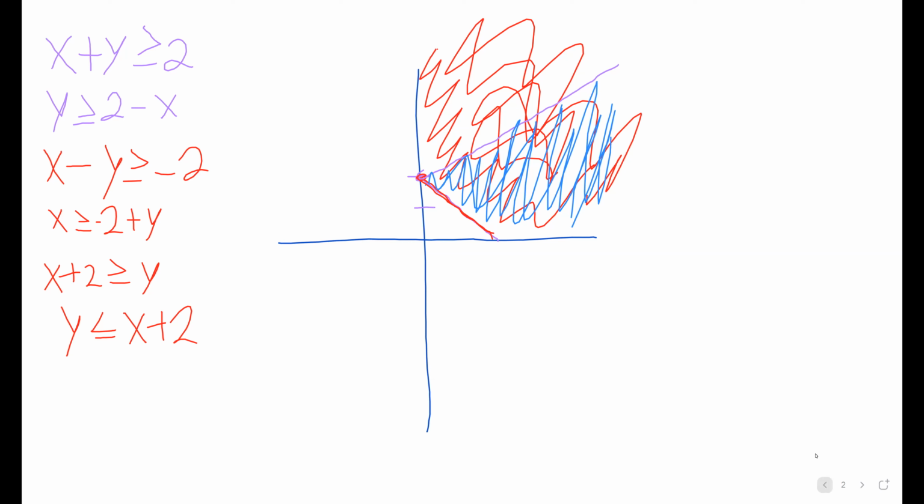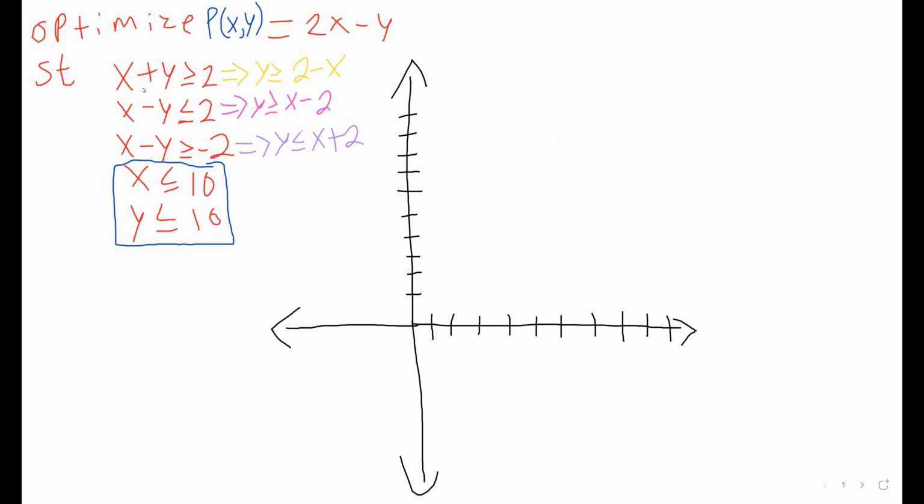So to be more specific, let me draw it in a better graph here. I have all the equations isolated for y. There's 3 of them. And then I'll explain what happens with x is less than or equal to 10 and y is less than or equal to 10, and how that works. So for the sake of this, let's draw the first equation. I'm going to draw that in yellow, so the lines are corresponding to each other. And I'm going to draw all the lines first and then shade in the right areas.